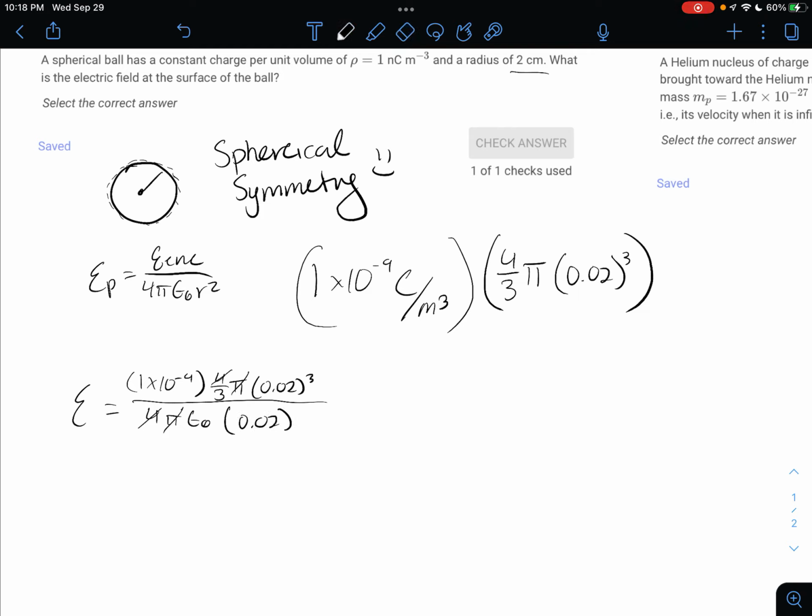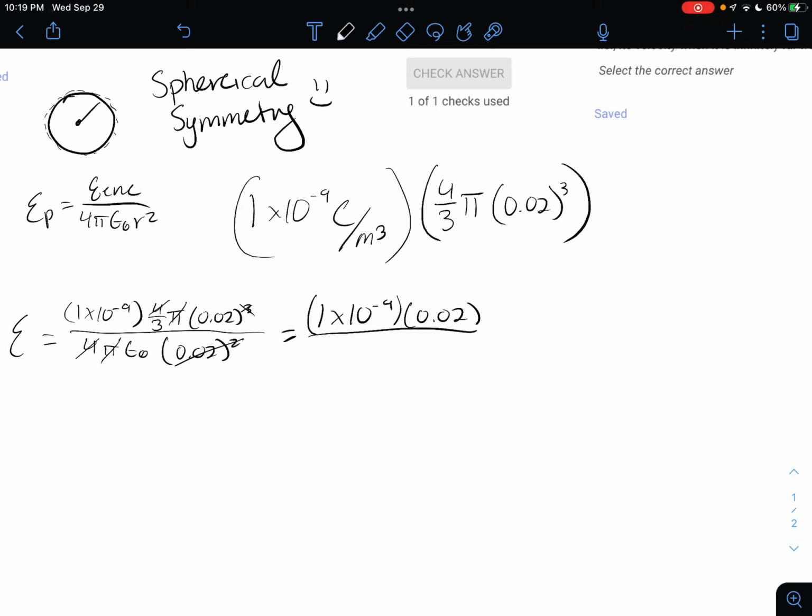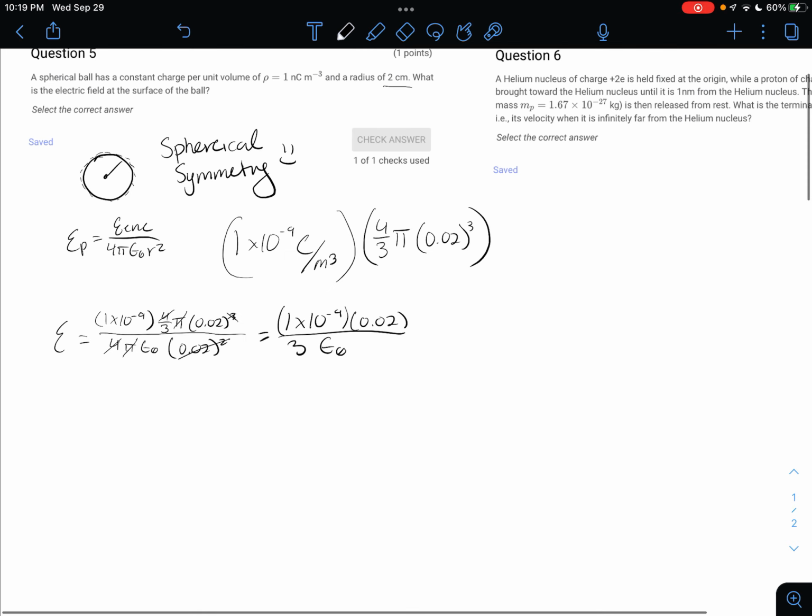10 to the negative 9th times 0.02, all divided by, and I'm moving this 3 down to the bottom as well because I can, 3 times epsilon naught. You plug this in with, of course, epsilon naught equals 8.85 times 10 to the negative 12th, and it's going to give you your answer for the electric field at the surface of the ball.